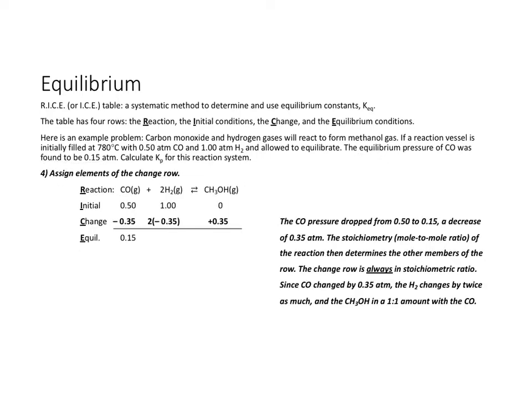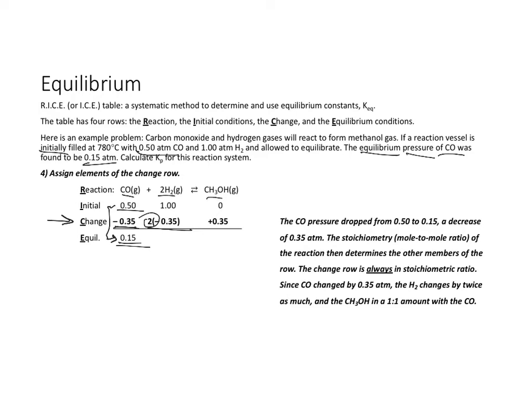Here's the table again, and now we've included the change row. Notice the problem statement says we initially have 0.5 atmospheres of CO, and the equilibrium pressure of CO was 0.15. So that means the CO pressure dropped from 0.5 to 0.15, or a change of negative 0.35 atmospheres. So the CO pressure dropped by 0.35 atmospheres. Now, since there are 2 hydrogens for every carbon monoxide, the change in hydrogen pressure is going to be twice as big.